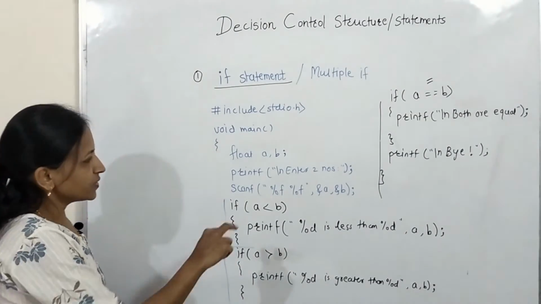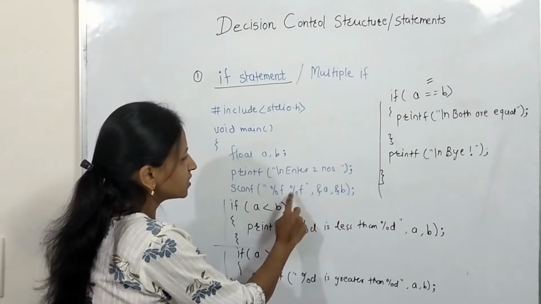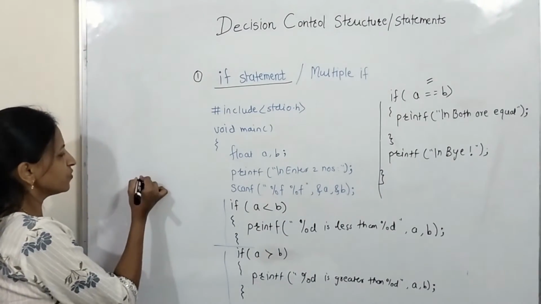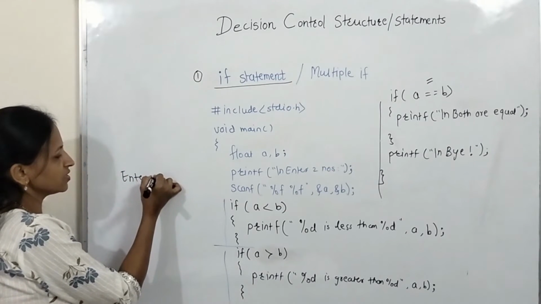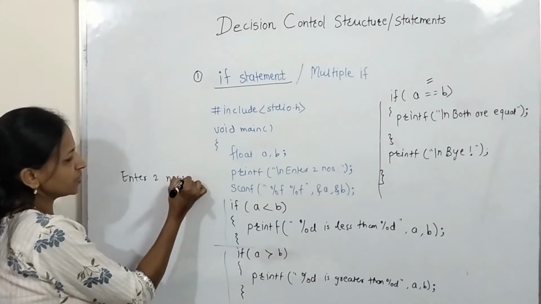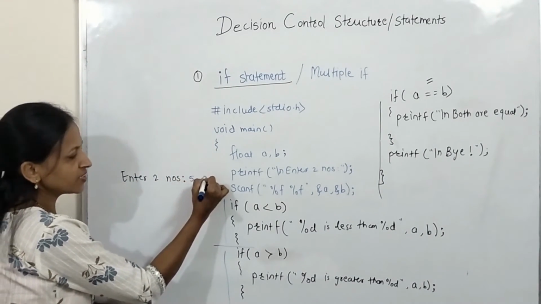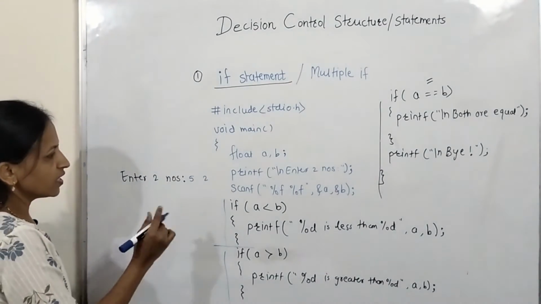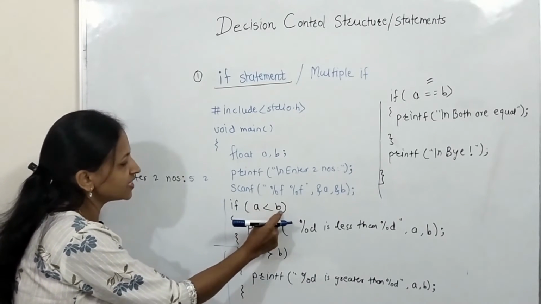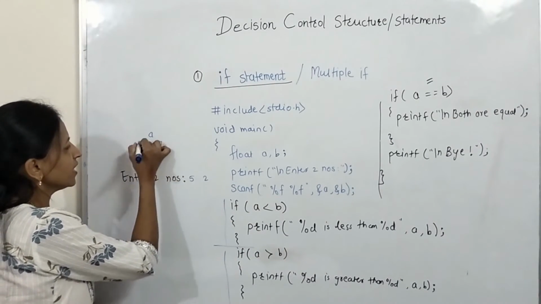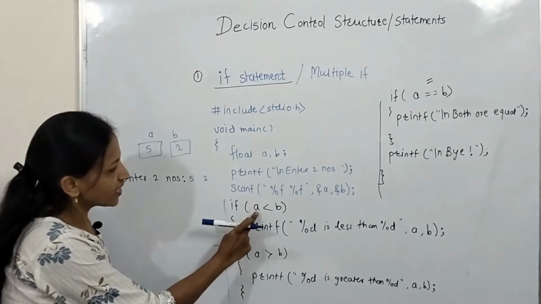In this way, how will it work? See, suppose here printf enter two numbers. The message will get displayed onto the output screen in this way, enter two numbers. Then suppose the user has entered the first number as 5 and the second number as 2. Then how will it work? The control will come here and will check A is less than B. Inside A, 5 has been stored, inside B, 2 has been stored. It will check whether A is less than B.